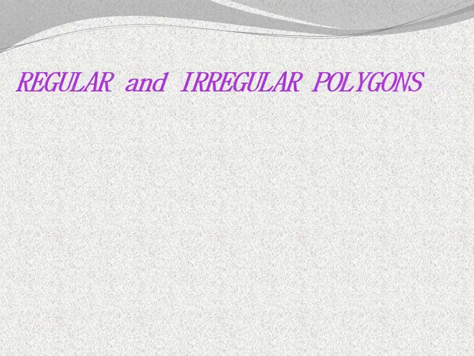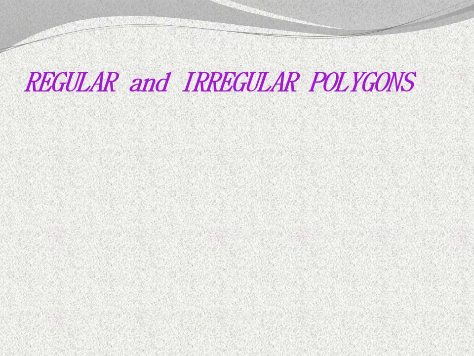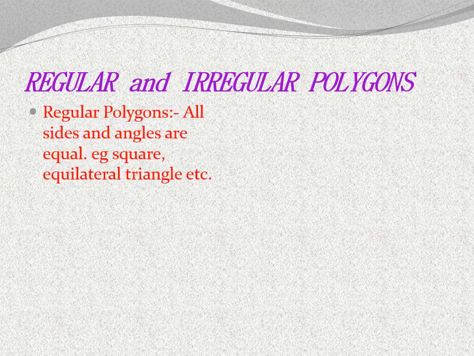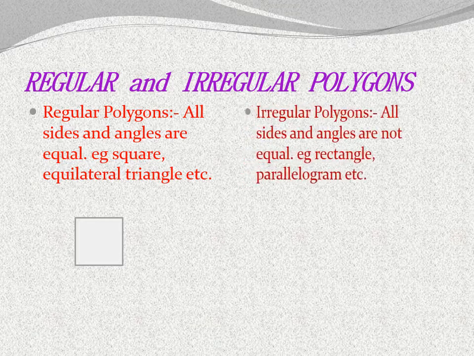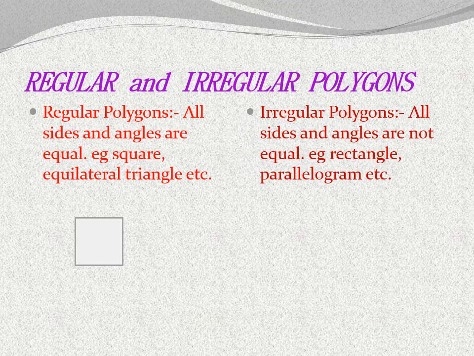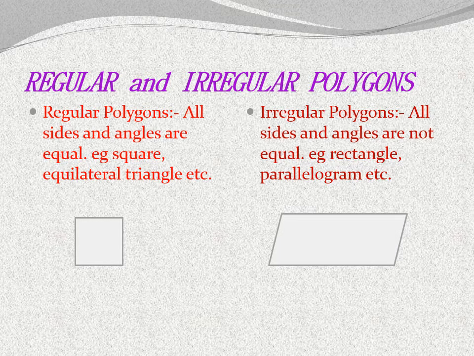Next is regular and irregular polygons. A regular polygon is one whose all sides and angles are equal. For example, square, equilateral triangle. An irregular polygon is one whose sides and angles are not all equal. For example, rectangle, parallelogram, etc.